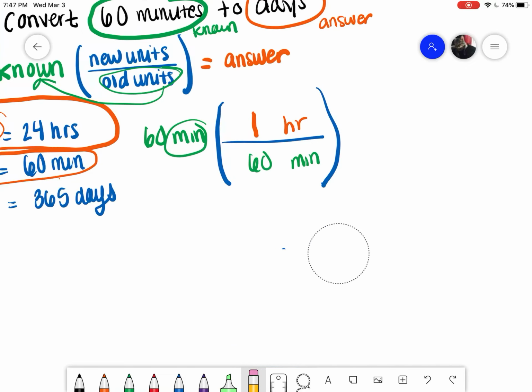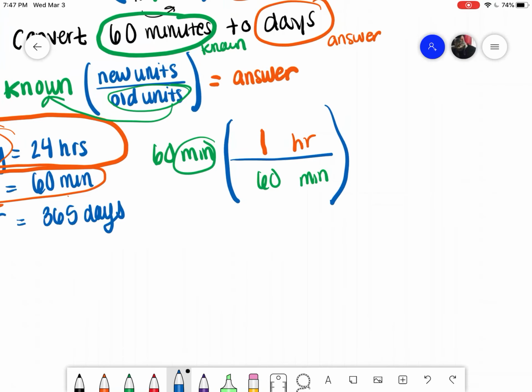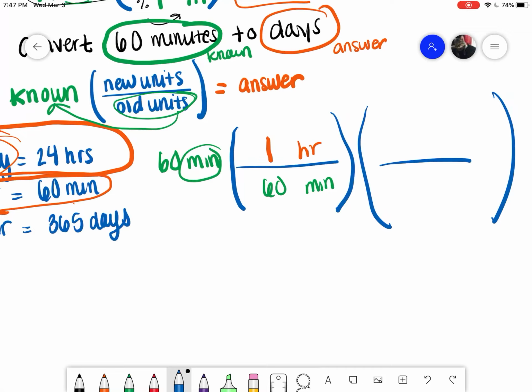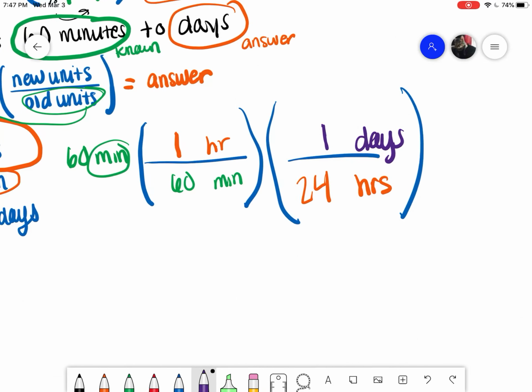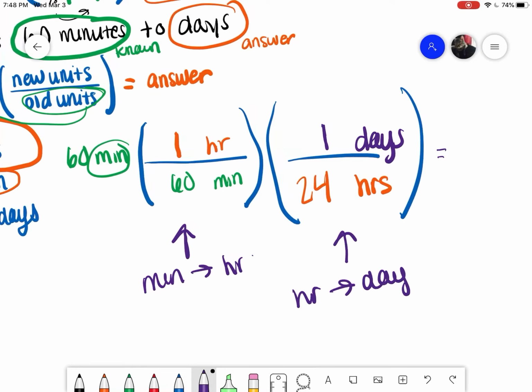So it would look like our hours on the bottom, because that's our old unit now, and our days on top, because that's our new unit that we want to get to. So instead of doing two separate equations, we can just put it into one to get our answer. So we started with 60, we did our minutes conversion, so our minutes to hours. And then we did our hours to days conversion. We can just put that back to back.